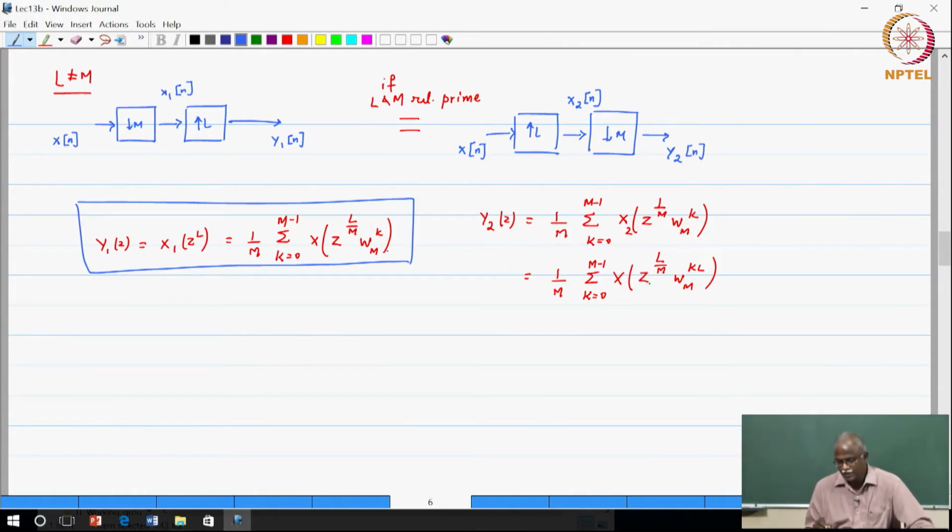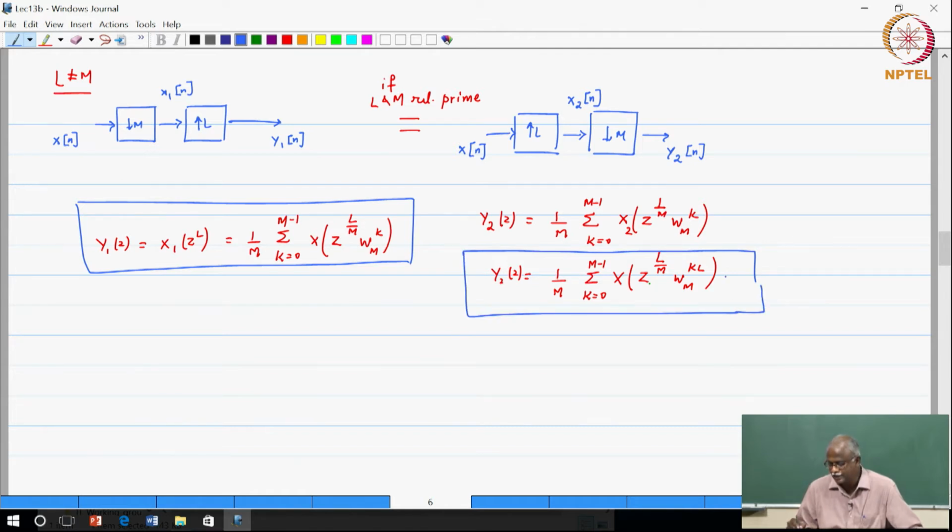the expression has W_M^k, in the other case it has W_M^{kL}, and based on the properties of the roots of unity, complex roots of unity, you can show that if L and M are relatively prime, these two are spanning the same set of roots, which means all the distinct roots of unity will be spanned by both of these, and therefore they are equal.